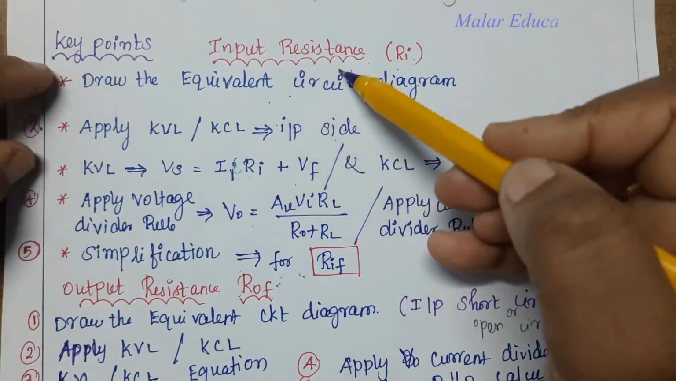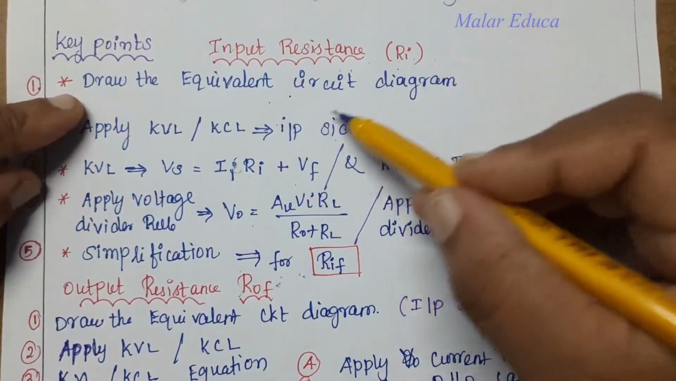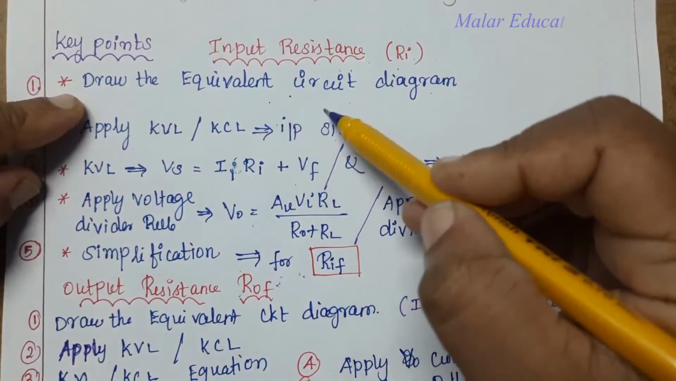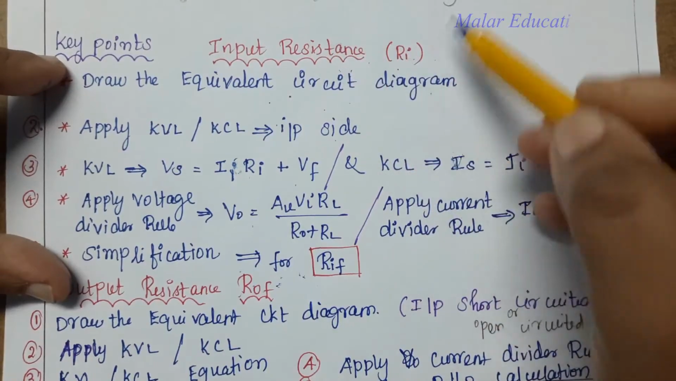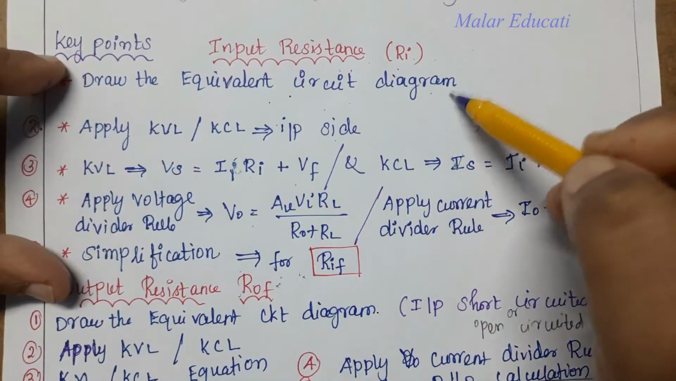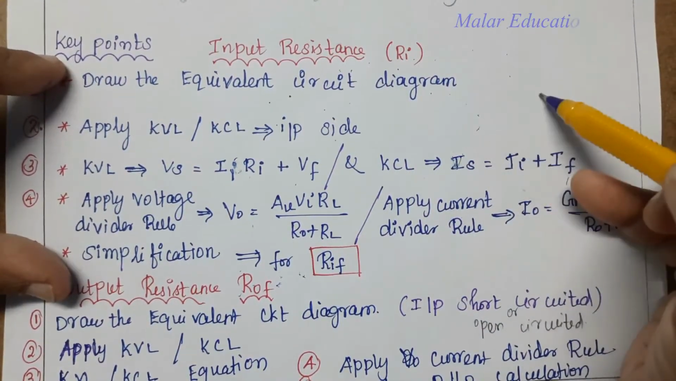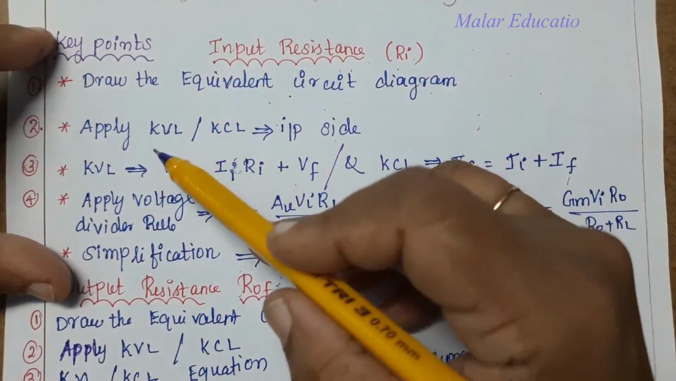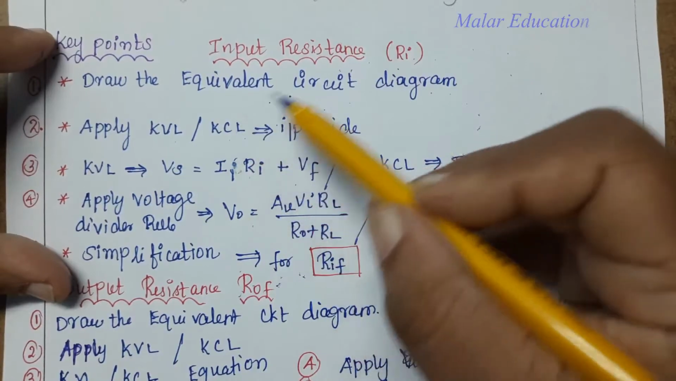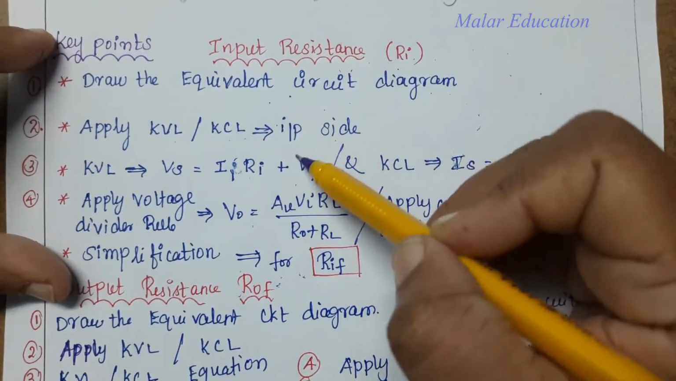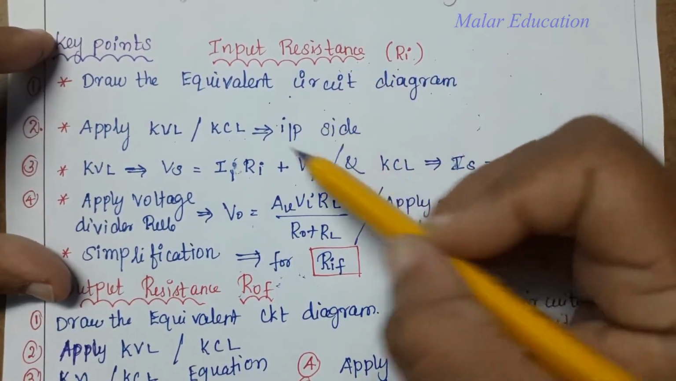For input calculations, the first step is to draw the equivalent circuit diagram, based on Thevenin's network or Norton's network, according to the four types of topology: current series, current shunt, voltage series and voltage shunt. Next, apply Kirchhoff voltage law or Kirchhoff current law. This also depends on the type of topology, applied on the input side, because this is the input calculation.